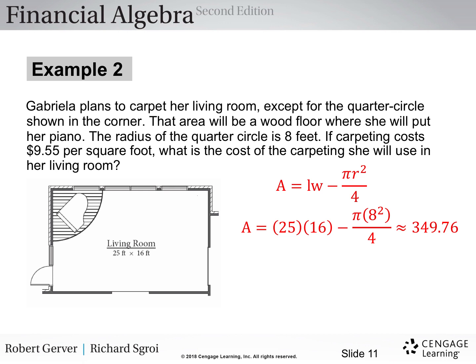Now, if we plug in numbers, we know the living room dimensions are 25 by 16, and we know that the 1/4 circle has a radius of 8 feet. We plug in those numbers and we come out with approximately 349.76 square feet of carpeting she will require.